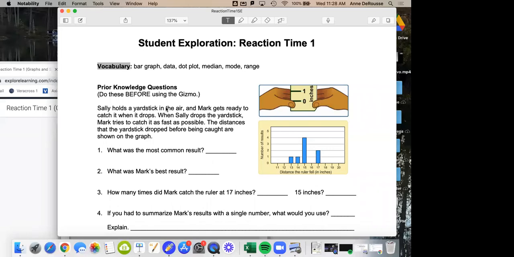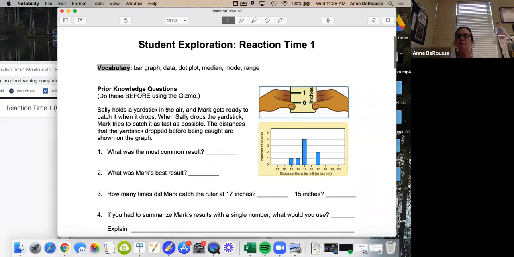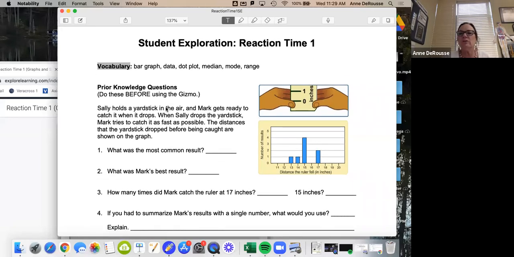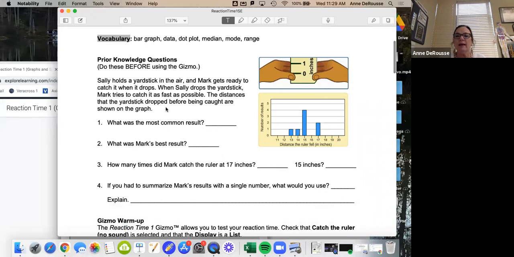So this gizmo is going to allow you to test whether you can increase your reaction time. It's also going to test the effect of sound on reaction time. So that should be pretty interesting. So what we're looking at here is Sally holds a ruler, and then Mark is going to get ready to catch it when it drops.